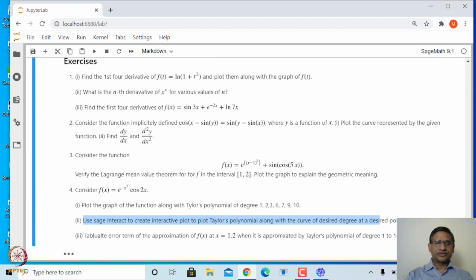So, all these exercises are there. You can try to solve them, they are quite simple. So, next time we will look at some more applications of derivatives using SageMath. So, thank you very much.